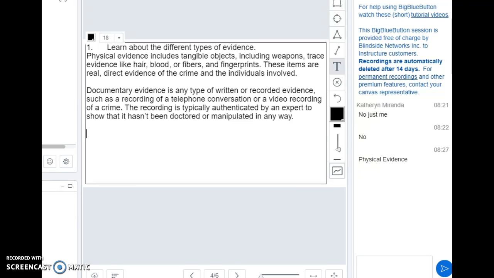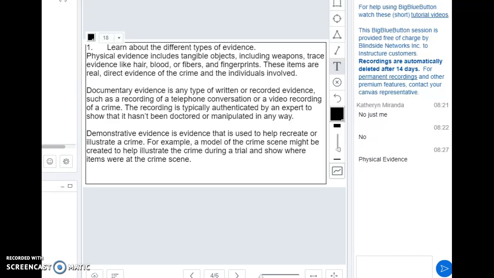All right. 2 more. Yes, ma'am. Right. So anything to help recreate the crime scene. So once forensic scientists collect the evidence, to be able to take it back to the lab and recreate the crime scene.